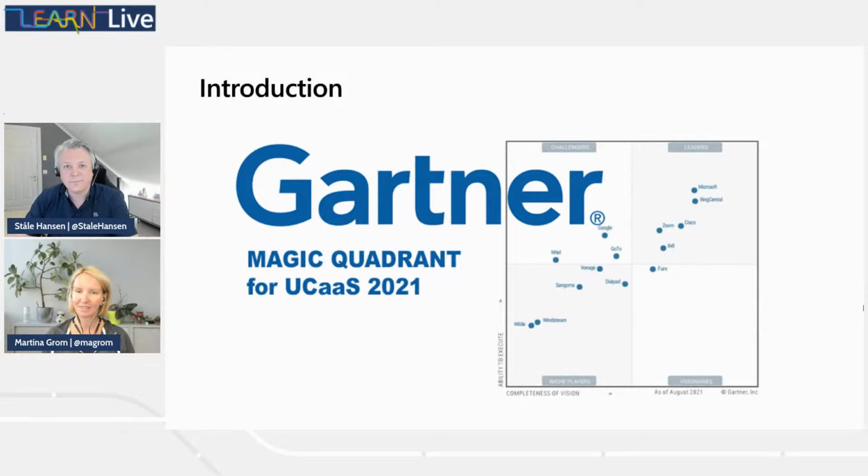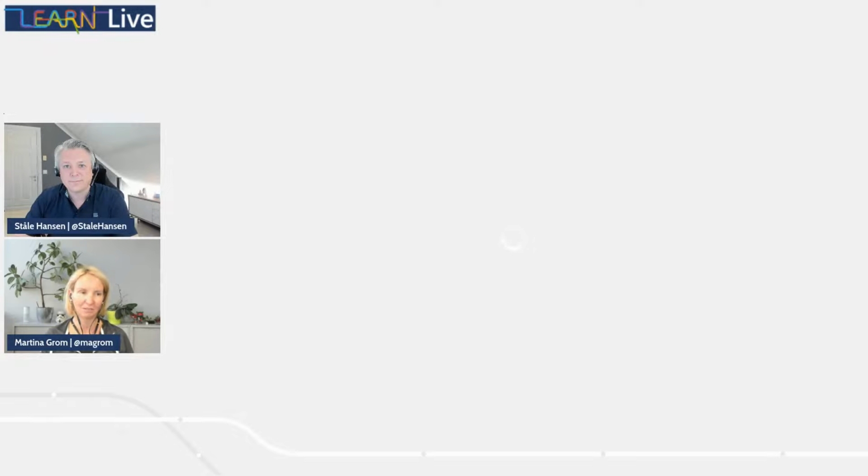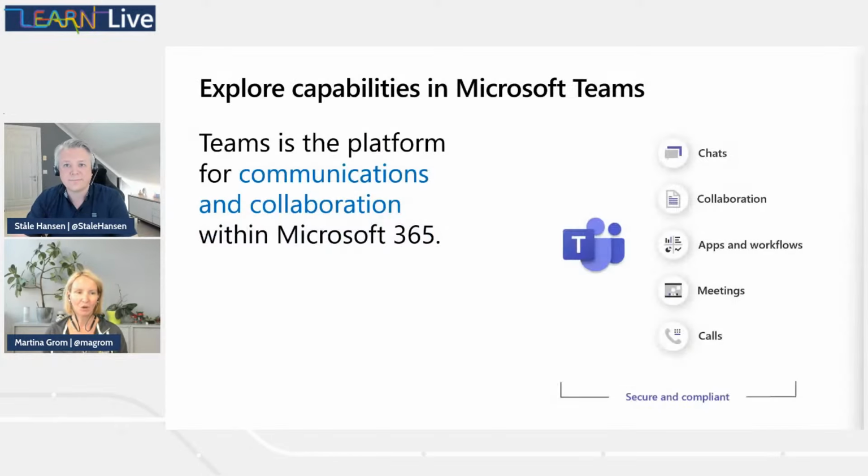So let's start. Let's explore the capabilities in Microsoft Teams. Teams is the platform for communication and collaboration within Microsoft 365. It brings chat, calling, meetings, collaboration, and application integration into a single experience. We have one client, you can share files and data here, you can manage your tasks, and collaborate on documents with people inside and also outside of your organization.